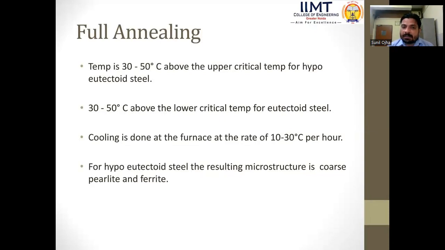Cooling is done in the furnace at the rate of 10 to 30 degrees centigrade per hour. So we have to achieve a very slow cooling rate inside the furnace. We switch off the furnace and it cools down accordingly. For hypoeutectoid steel, the resulting microstructure is coarse pearlite and ferrite. Those who know microstructures can understand coarse pearlite and ferrite.